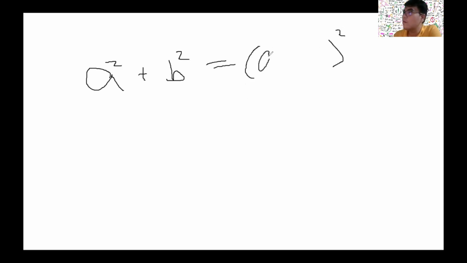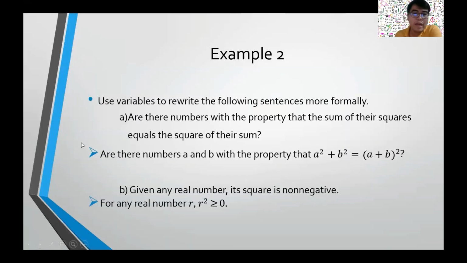Question. Is there a number? We don't know what number that is. So let me use A because the example uses A. Are there numbers A and B? We need 2 numbers. Are there numbers with the property that the sum of their squares, meaning the square of the first term plus the square of the second term, is equal to the square of their sum. So guys, it's a simple understanding of transforming English language into mathematical expression.